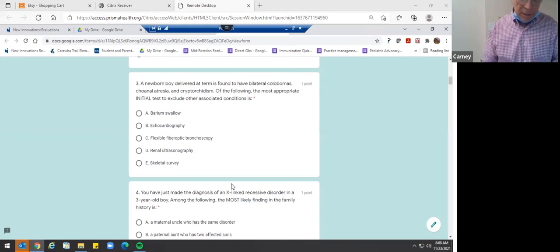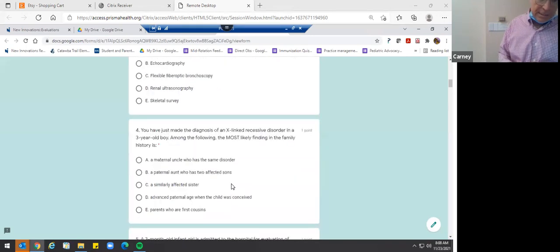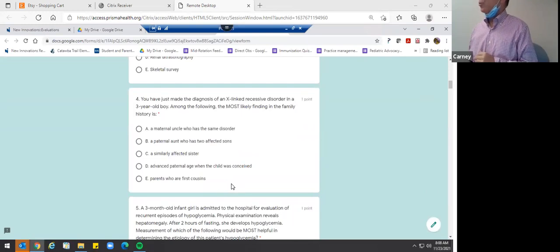The next one is a diagnosis of an X-linked recessive. And of course, this is just making sure you understand the genetics behind X-linked recessive. And that's a maternal uncle who has the same disorder, right? Now, if you miss this question, this is one you've got to get down. Okay, you're confusing more than likely X-linked dominant versus X-linked recessive. I did. Yeah, okay. And so that is the correct answer here.